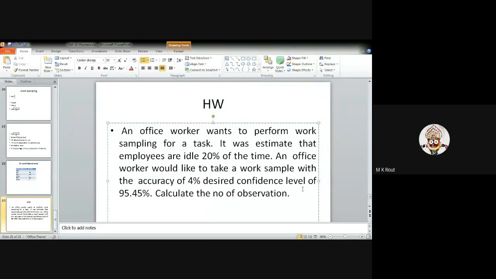Here Z is given, your P value is given, and what is the value of h here? So we can calculate the relative error. Exactly. Relative error as well as the absolute error.